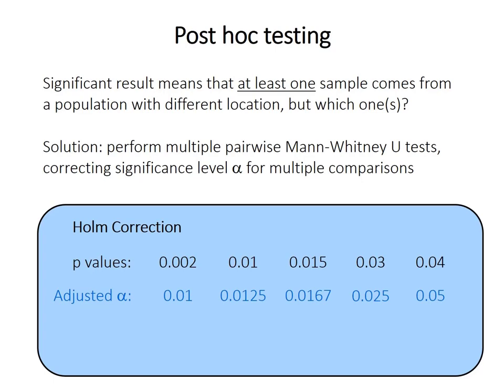0.05. So we do this sequentially, and we compare the first one to the adjusted threshold, and we can say, yes, this is statistically significant because the p-value is less than 0.01. The second one is also statistically significant, and the third one is also statistically significant, but the fourth one is not because the p-value is greater than our adjusted significance level. And so at that point we stop. We don't even look at the fifth one, even if subsequent values might be below the adjusted threshold.